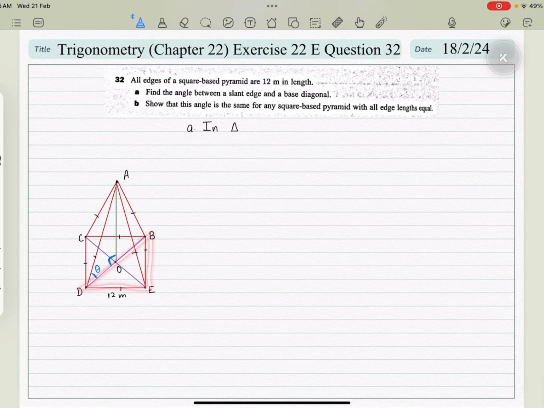So we'll write: in triangle DBE, angle E is a right angle. Why? Because it's a square. So this is a right angle. From here we can say that DB square is equal to BE square plus DE square, because of Pythagoras theorem.